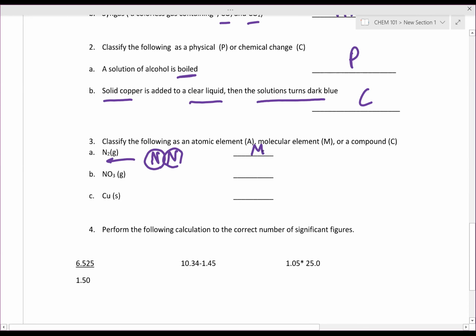Okay, let's now move on and discuss NO3. This one's pretty straightforward. Do we see two or more different elements? Yes, ergo it is what? Compound. Okay, perfect. Looking at copper solid, is it an element or a compound? Element. And does it have two or more atoms or just one atom? Just one. So we'd call this an atomic element.